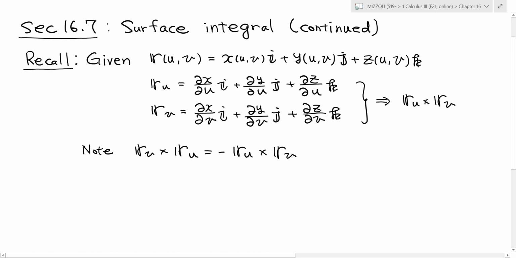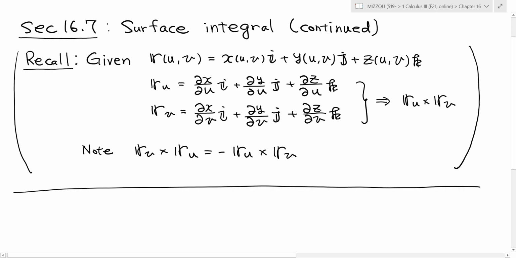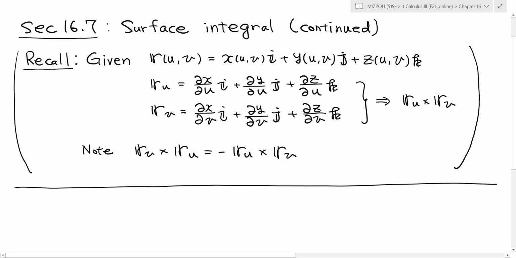By the way, to compute the surface integral of a scalar field, what you need is to compute the magnitude of this. Also, of course, if you switch the roles of u and v, namely if you compute r sub v cross r sub u, what you get is the negative of r sub u cross r sub v. This is like the opening remark for this video, and we'll see this a little later. But keeping this in mind, let me start with what we do in this video.